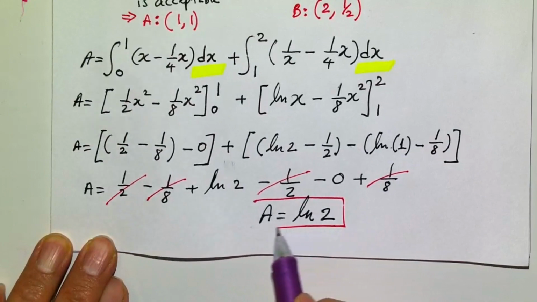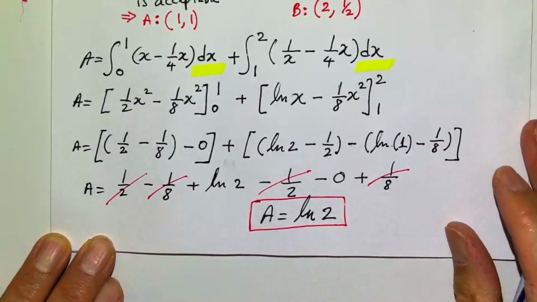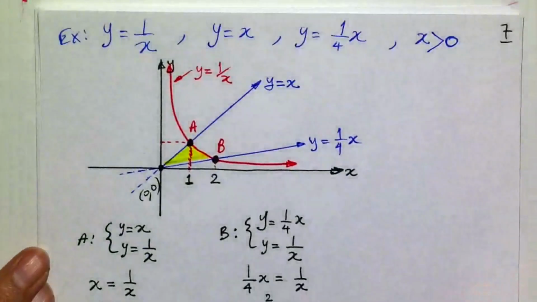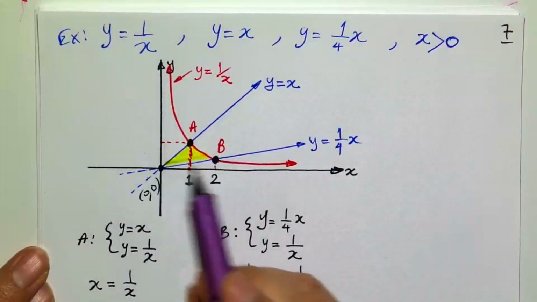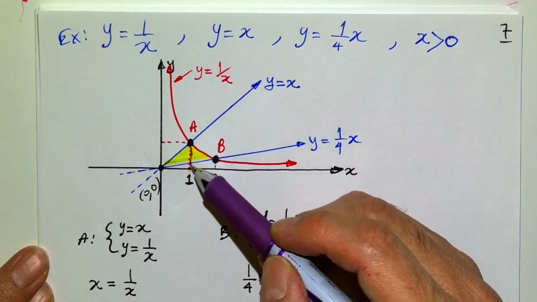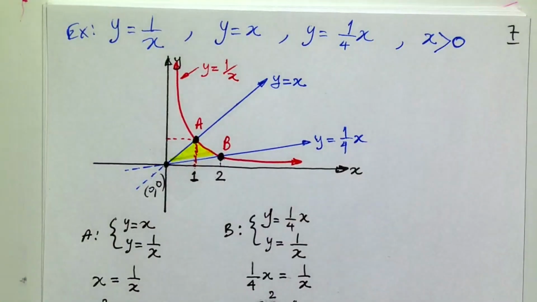So that's the area formed by all these three curves, such that in the middle we had to change the top curve from one to the other one.